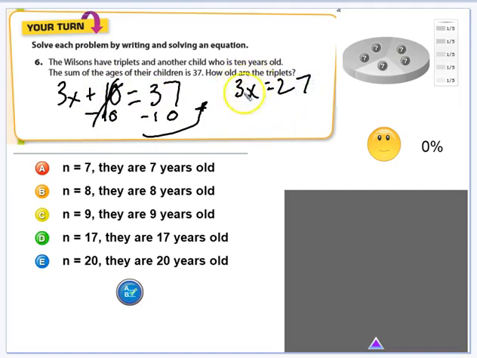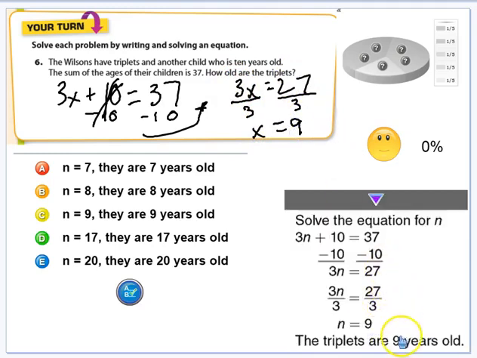I need the variable by itself. This is multiplication. I have to divide because that is the opposite. 27 divided by 3, I get the 3 divided by 3 is 1, so it's 1x or just x. And then 27 divided by 3 is 9. So the triplets are 9 years old. Okay?